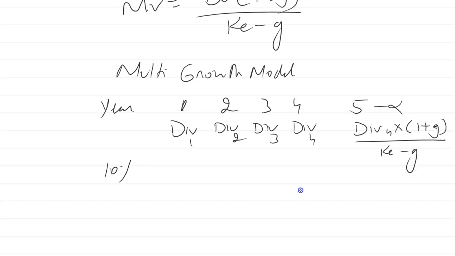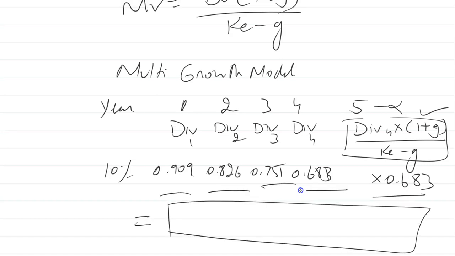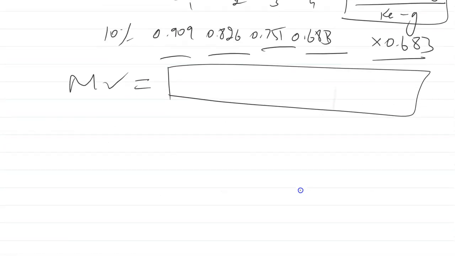So for example, discount rate is 10%. Discount factors will be 0.909, 0.826, 0.751, 0.683. Whenever you apply this formula, its answer will be at the end of last year, so its discount factor will be the same, because this is the formula of perpetuity. Remember, whenever we apply perpetuity or annuity, its answer will always be at the end of the previous year, and the sum of all these cash flows will be equal to market value. That's how you will calculate the market value.